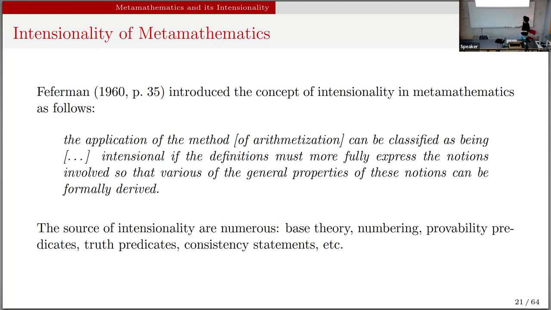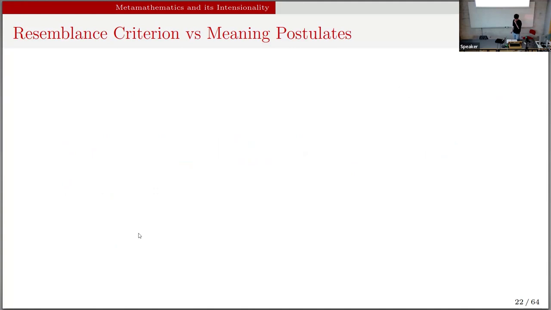So I will not argue here, but that's, I think, what Feferman had in mind when he said it must more fully express. The other part is that various of the general properties of this notion can be formally derived. Again, if you think about probability, we know that probability, for example, is closed under modus ponens. And so for the arithmetized version of probability, you should be able to derive some kind of modus ponens equivalence. But this is still a bit imprecise, and we can do a bit better. And those are the two attempts that we can find in the literature: the resemblance criterion and the meaning postulates.